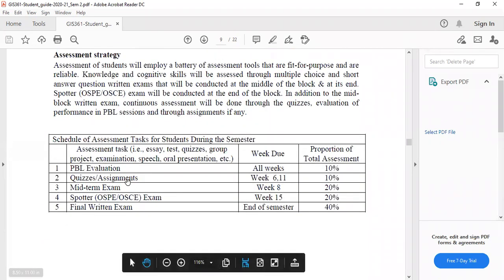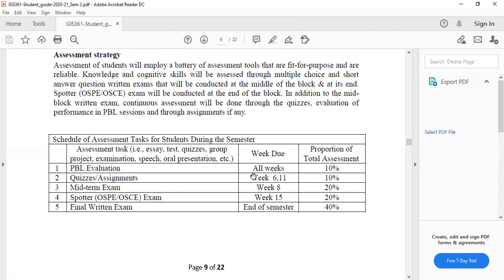So here is the assessment method. As you know, there will be PBL sessions each week. The first session will be in the first week, and the second session, that is the discussion part, will be in the second week. This will carry almost 10 marks: 5 marks for the first session and 5 marks for the second session, totally 10 marks. There will be 5 PBL cases which you will discuss.